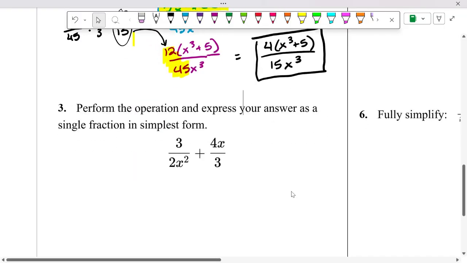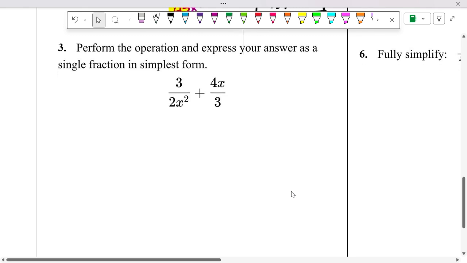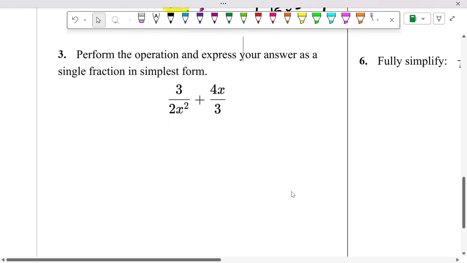All right, so take a couple of minutes. Try number 3 on your own. You can check yourself by putting it into Delta Math. I'll give you guys about 7 minutes.